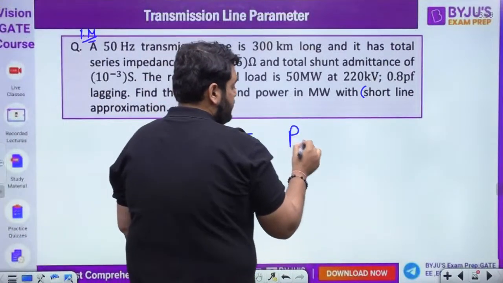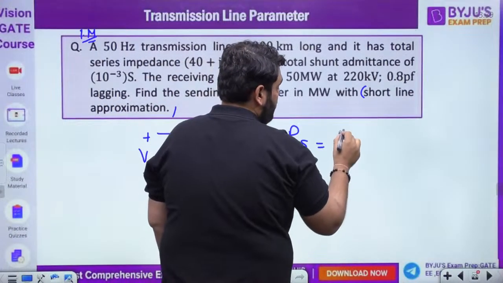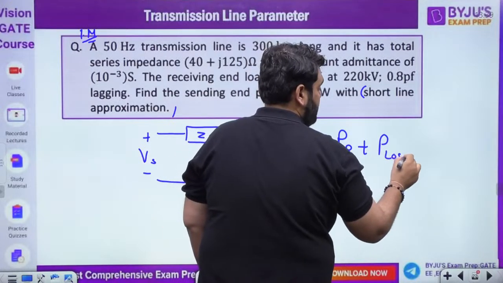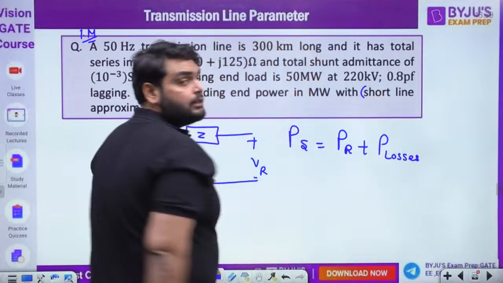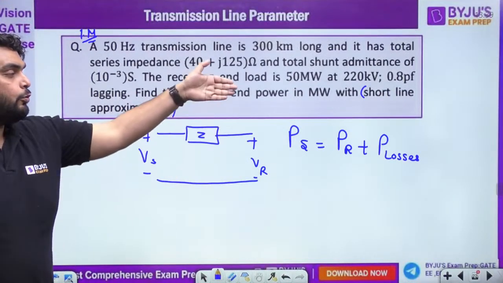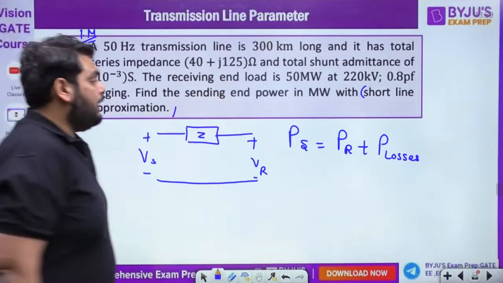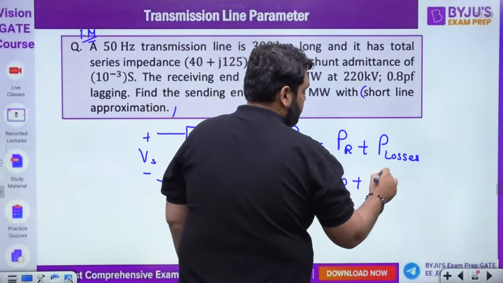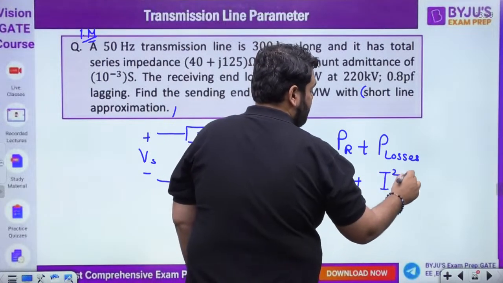So can we write down? Sending end power is equal to receiving end power plus losses. This formula we can use. Simple network theory formula कि sending end power is equal to receiving end power plus losses. Now receiving end power is already given in a question. A losses we can write down I square multiplied by R.